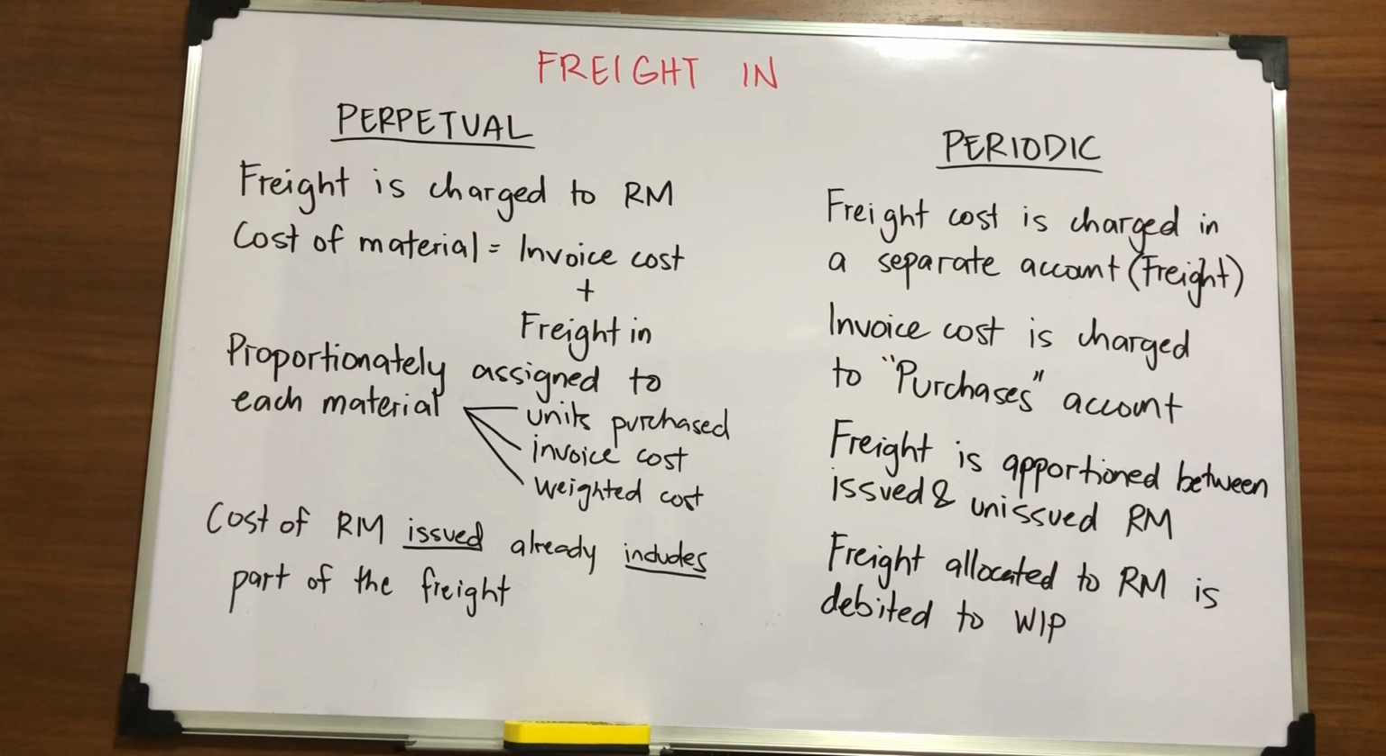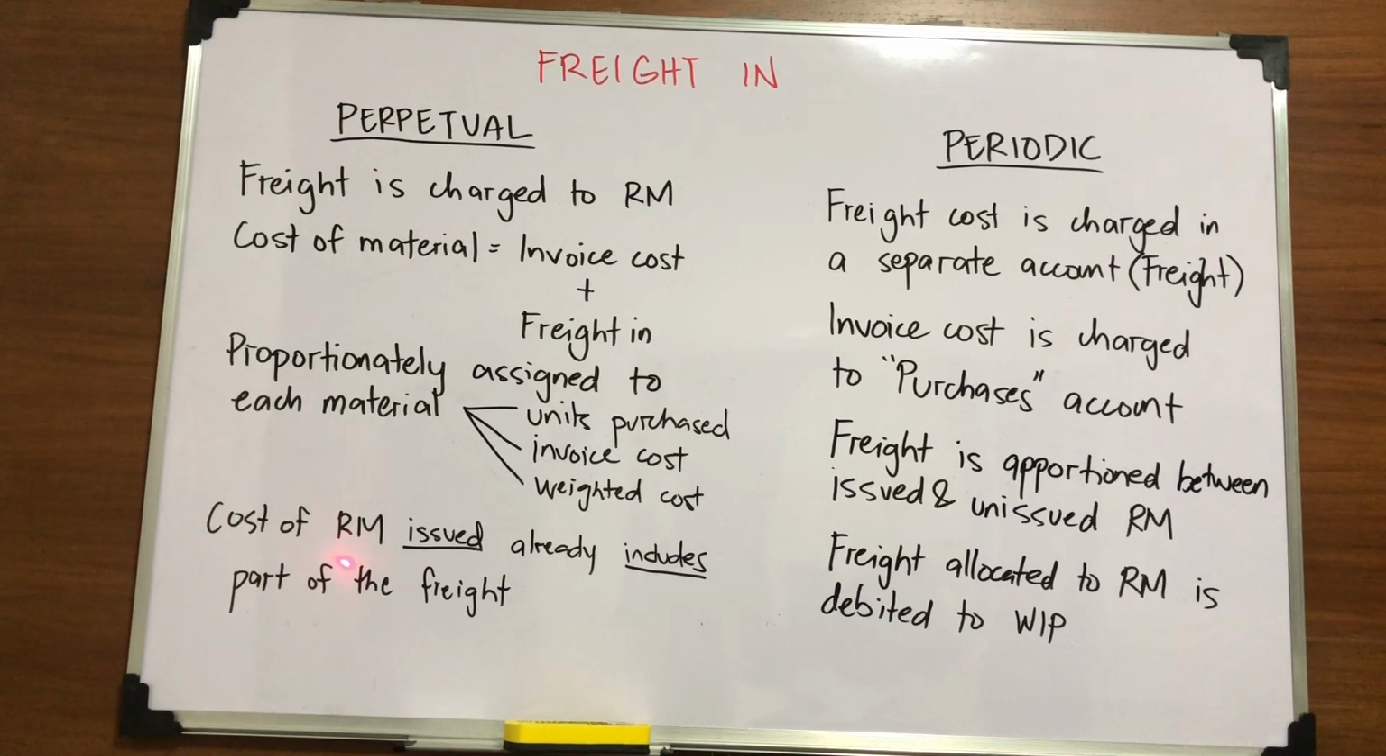Sometimes there are a lot of raw materials delivered in one delivery. Okay, so there are different types of materials delivered in one delivery. So you have to apportion the freight according to each material. There are three bases for apportioning it. First is your units purchased. Second is according to your invoice cost. And third is according to your weighted cost.